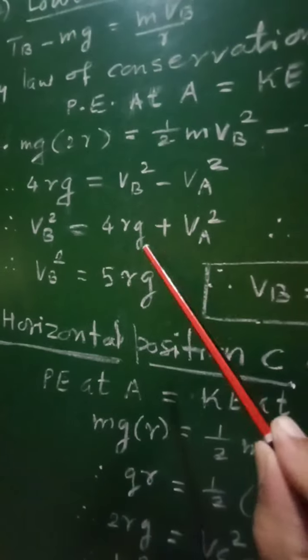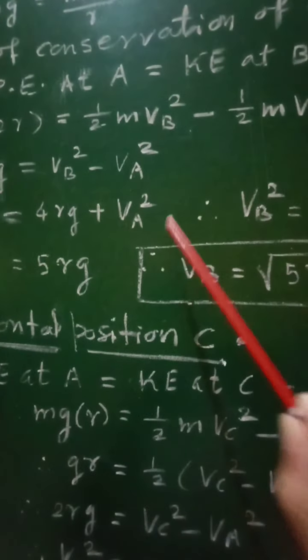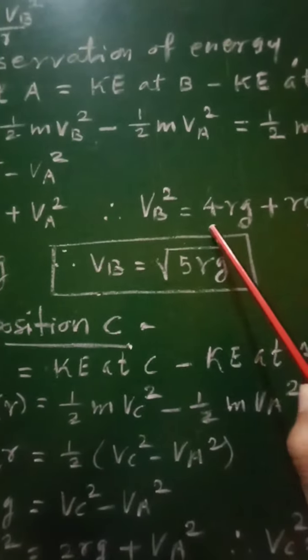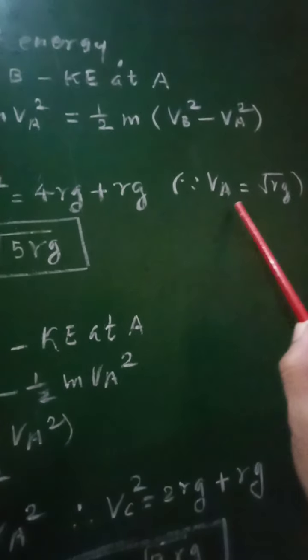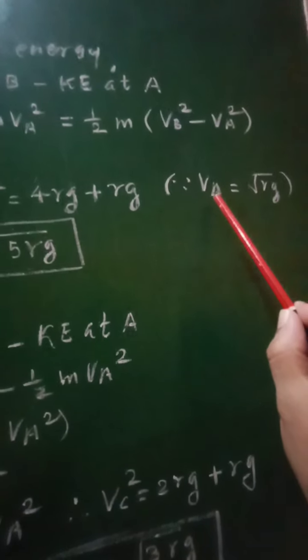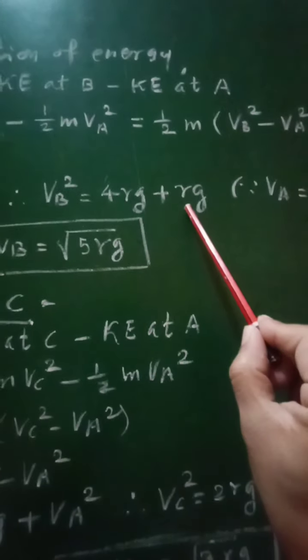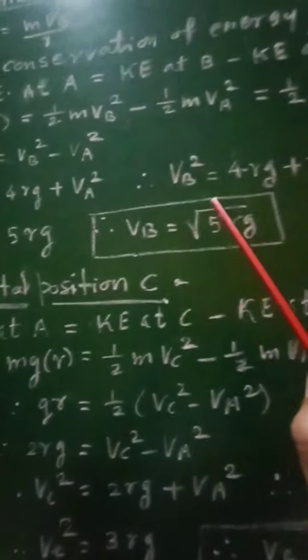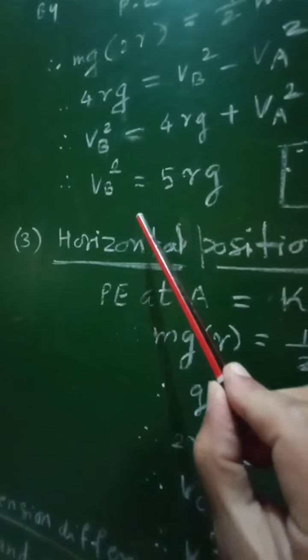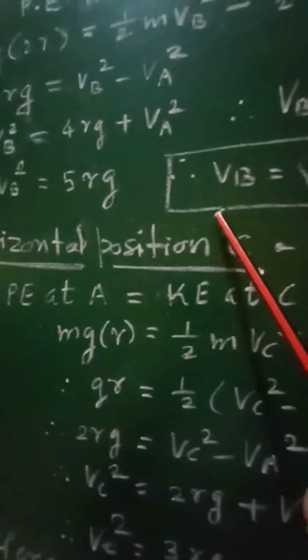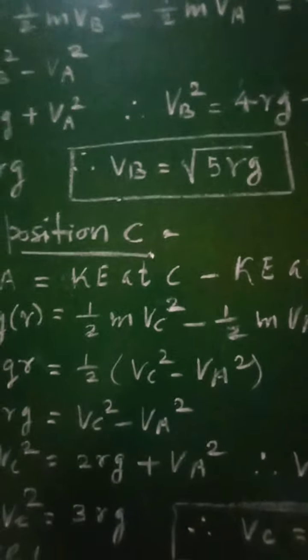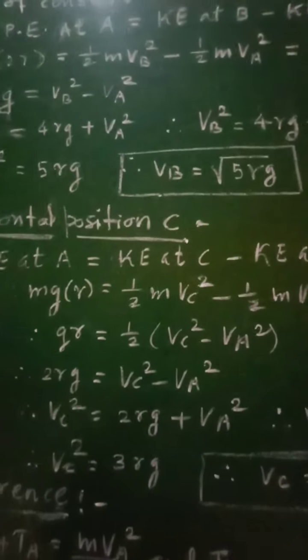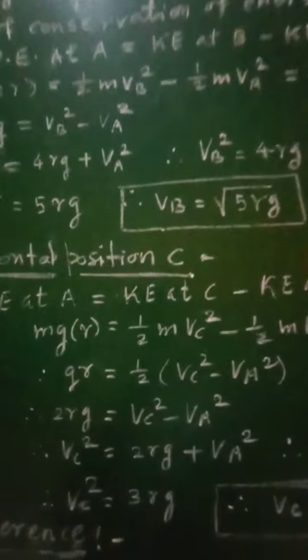Vb square equals 4rg plus Va square, and therefore Vb square equals 4rg plus rg. Since Va equals root rg, Va square will be equal to rg, and therefore as it is 4rg plus rg, we get Vb square equal to 5rg. Taking the square root, Vb equals the square root of 5rg.